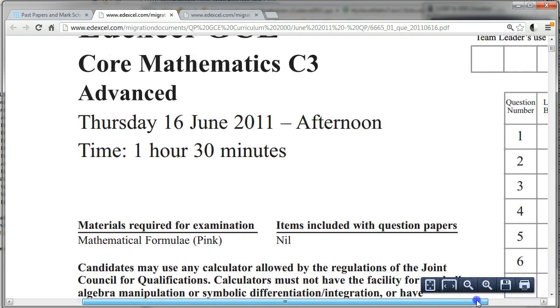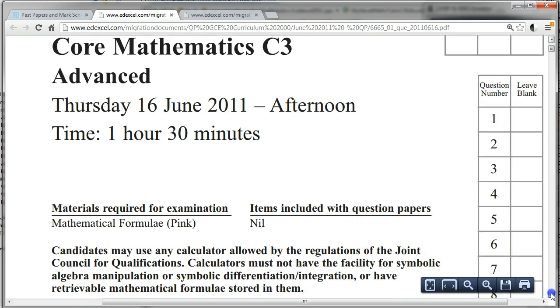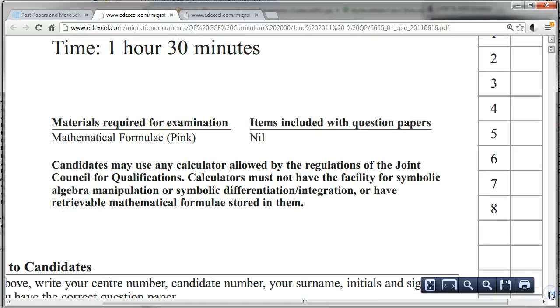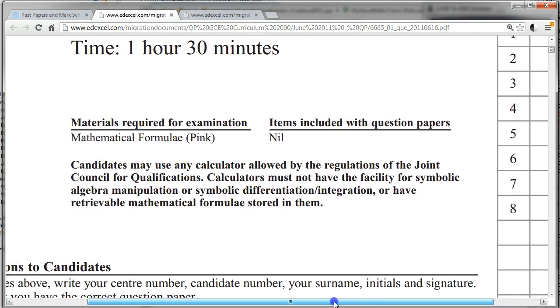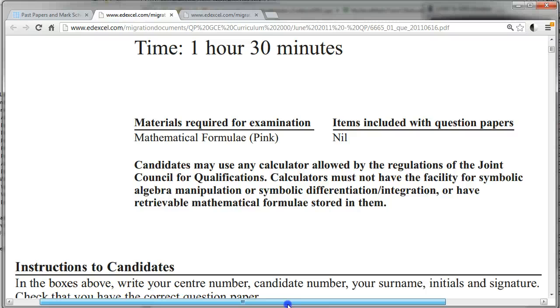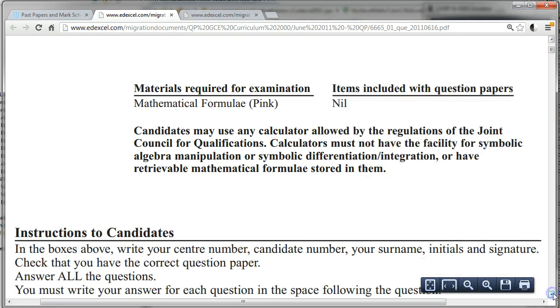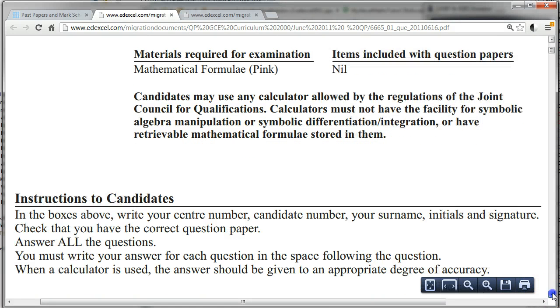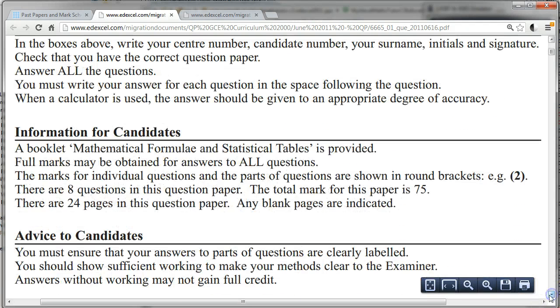Then you've got all these instructions here. Let's have a look at them. Calculators you can use, but a certain type of calculators you're allowed to use. Complete the table at the top, answer all the questions, put the answer in the following section for each question. When you use a calculator, use the appropriate degree of accuracy. You've got a booklet for the formula, full marks for all questions, marks are shown on the right hand side.